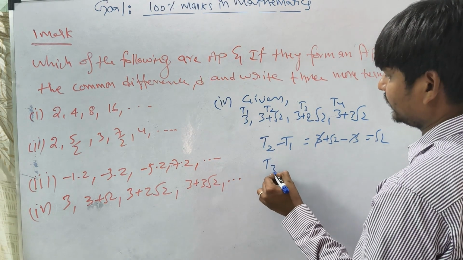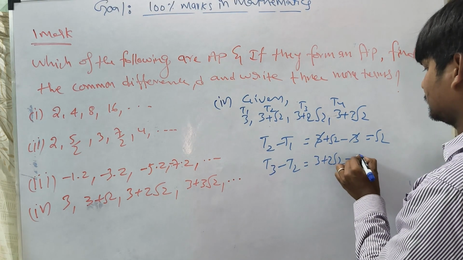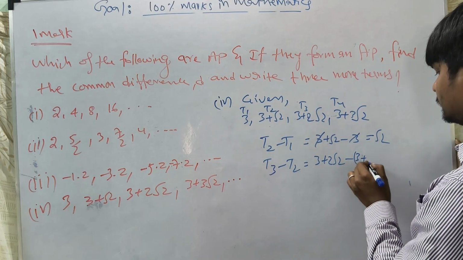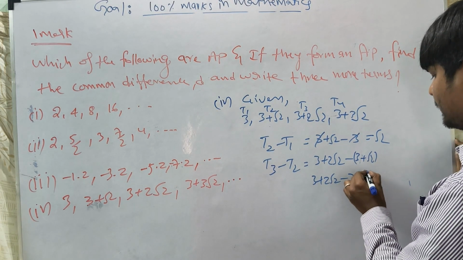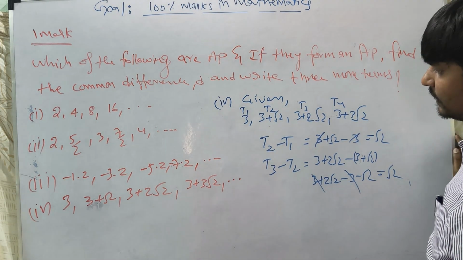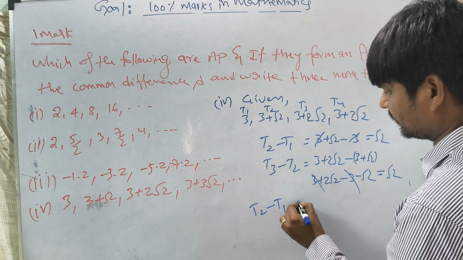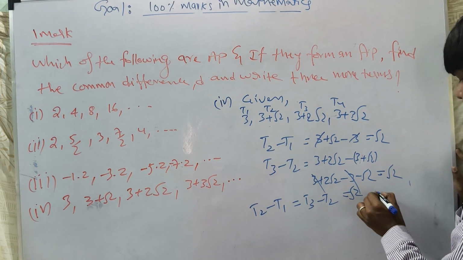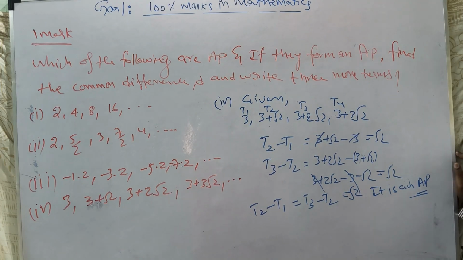Correct? Now T3 minus T2: 3 plus 2 root 2 minus 3 plus root 2. 3 gets cancelled, 2 root 2 minus root 2, again root 2. Clear? So it is the common difference. T2 minus T1 is equal to T3 minus T2, that is root 2. So it is an AP. So we have proven it is an AP.